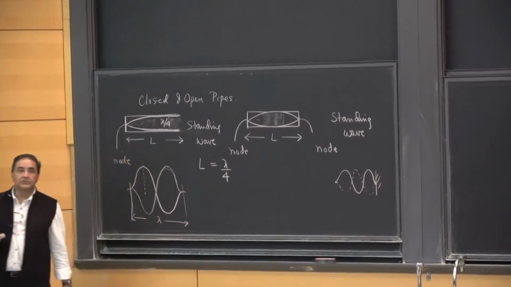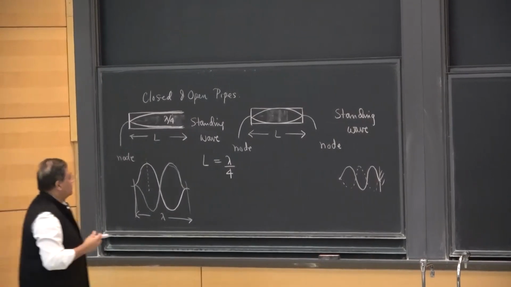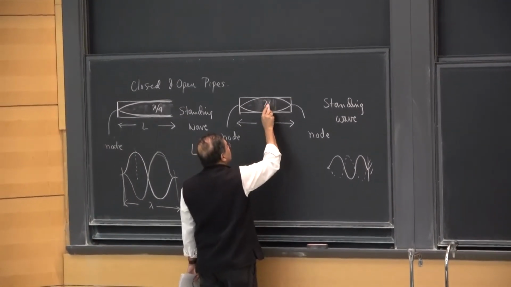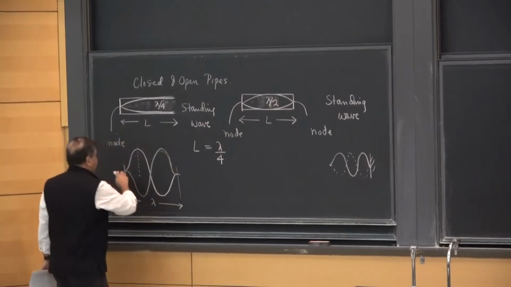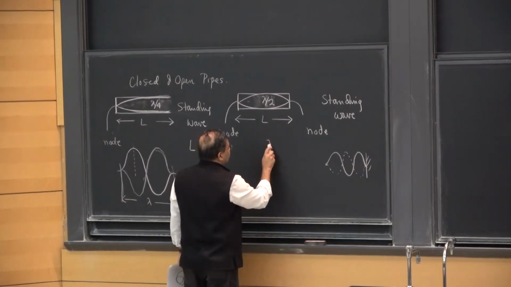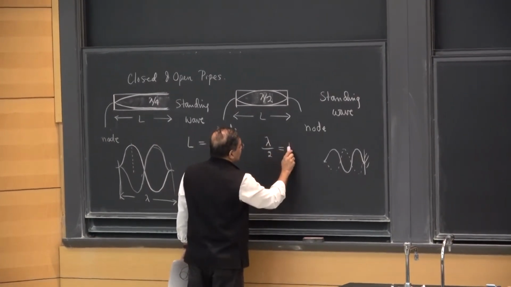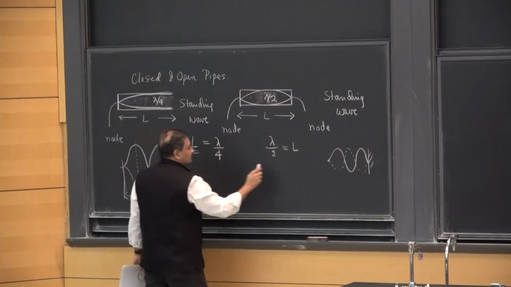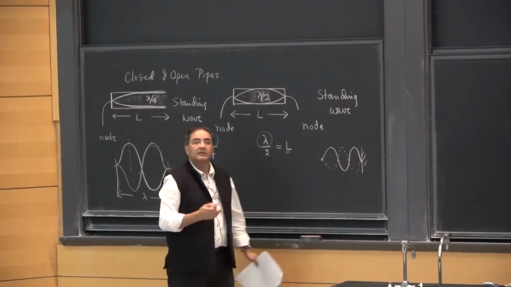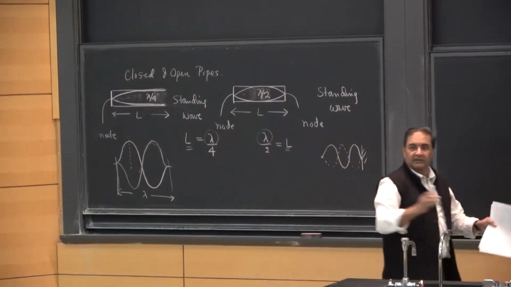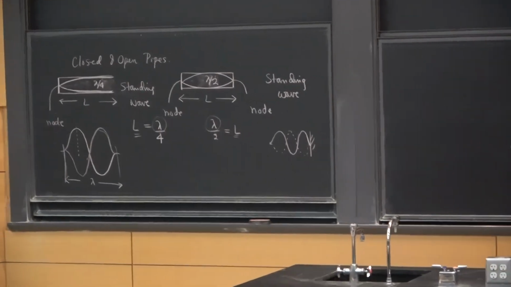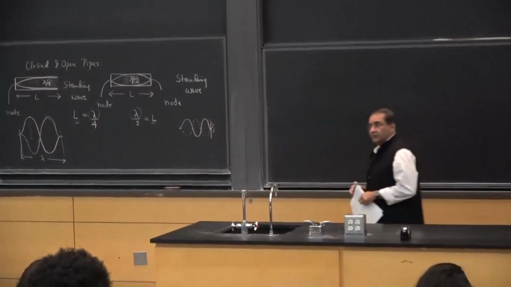This is something we did on Tuesday. L must hence be lambda over 4. Here, on the other hand, this is going to be lambda over 2, because that's like going from here to here, right? So lambda over 2 is therefore going to be L. Once you fix L, you automatically figure out what lambda is going to be allowed. And this is why I was saying that depending upon the value of L, the lowest lambda that is allowed is something that you find.